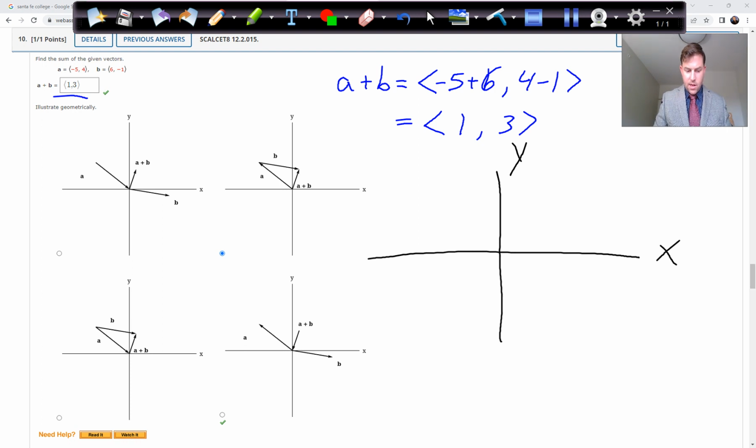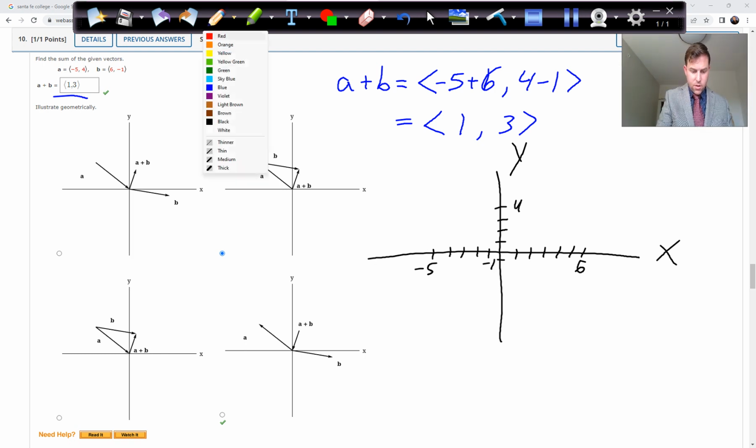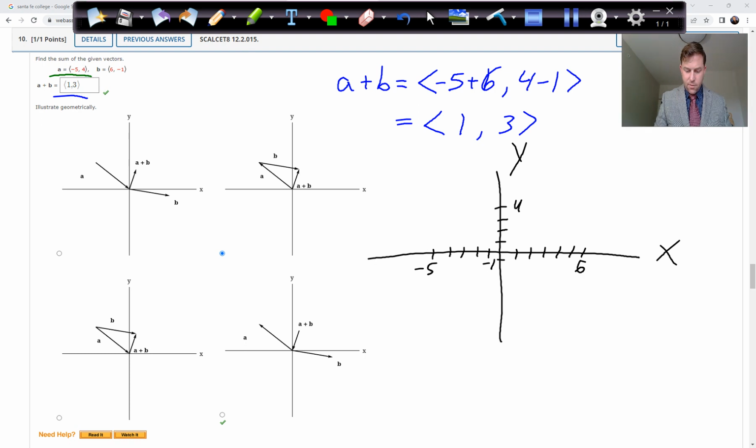Okay, we have x, y, and let's actually show both of these vectors. Let's try to use color to help us. Let's do green for A. Negative 5, 4. So A is going to point from the origin to this point. And let's do, how about red for vector B. 6, negative 1. It's going to go from the origin to this point.